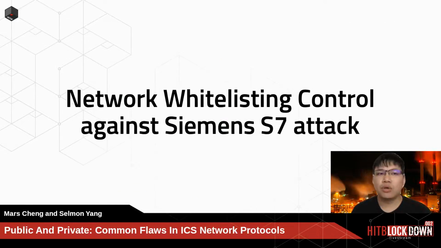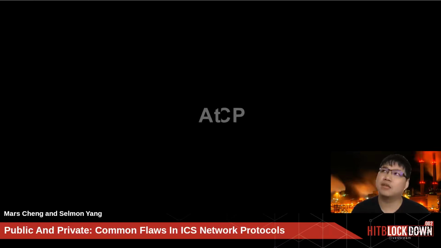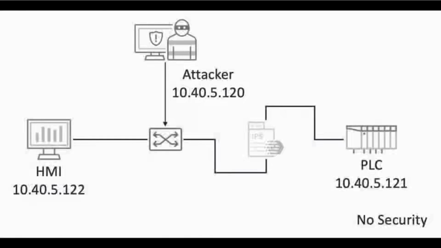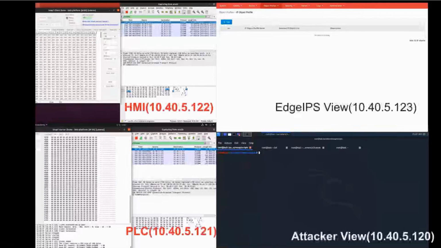So here we do the network whitelisting control against the Siemens S7 protocol. It's very, very important, and we will perform a demo. However, this demo is simulator based. We build a Siemens S7 scenario, perform an attack, and show how to detect and defend. So here is our scenario, without any security enhancement. HMI, PLC, our sample IPS view to do the detection and protection, and the attack view.